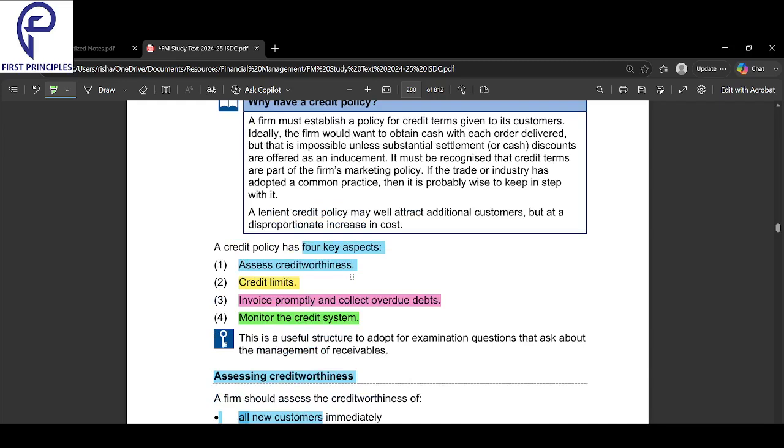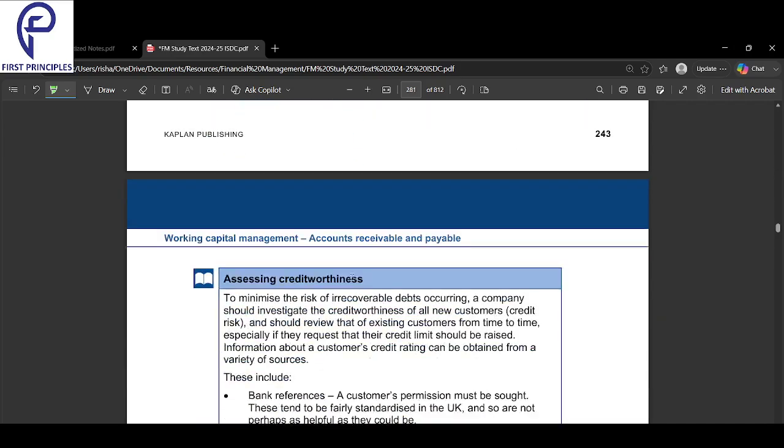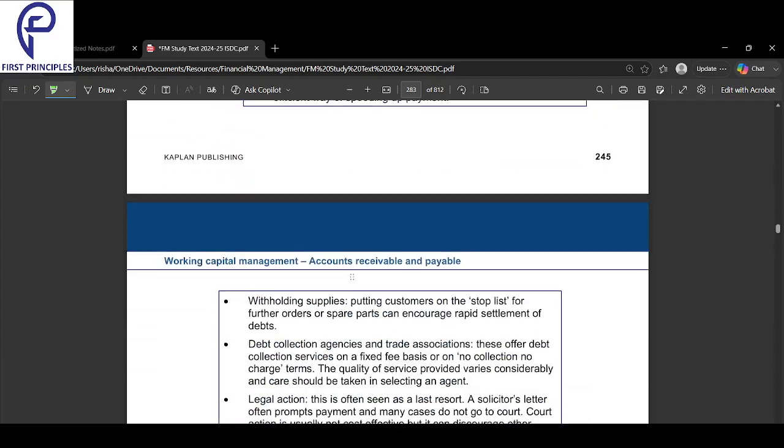What is a credit policy? Rules. If you give credit to a customer, you have to make rules around it.